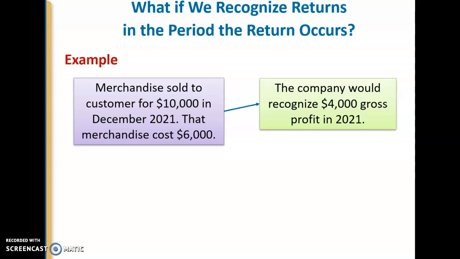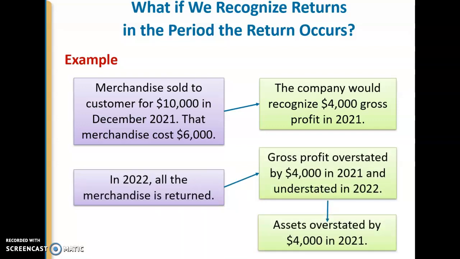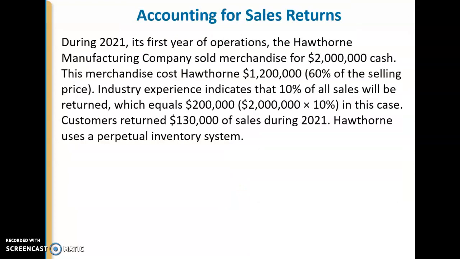If all of that merchandise was returned in 2022, after the financial statements for 2021 are issued, gross profit will be overstated in 2021 and understated in 2022 by $4,000. The 2021 balance sheet is also affected, with a refund liability understated by $10,000 and inventory understated by $6,000. So how do we account for sales returns?